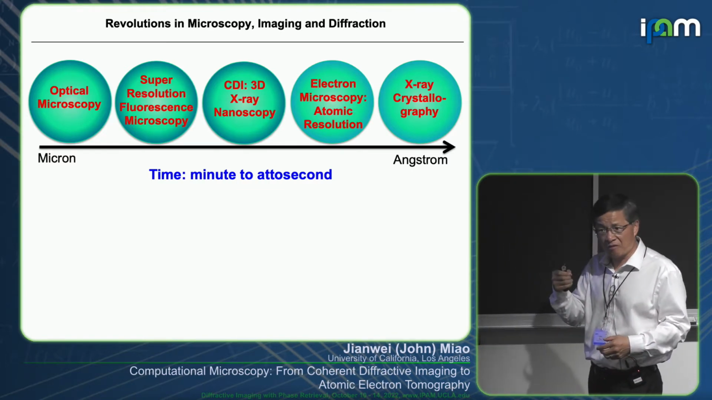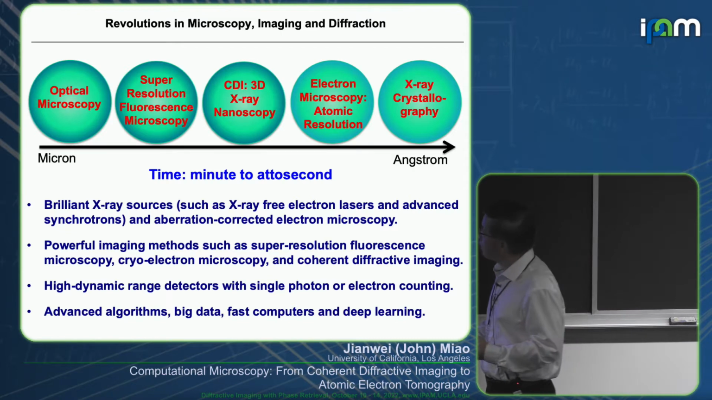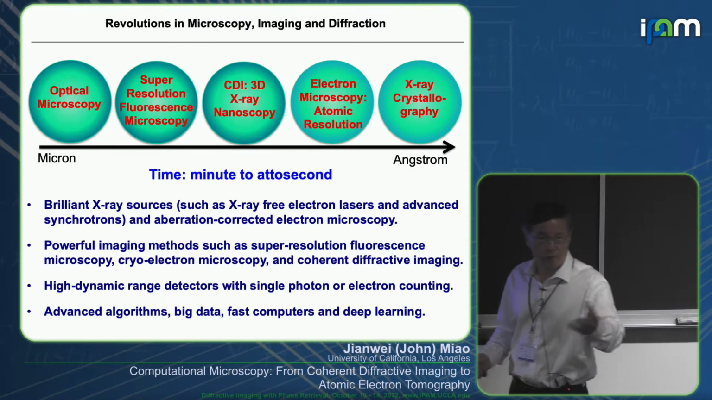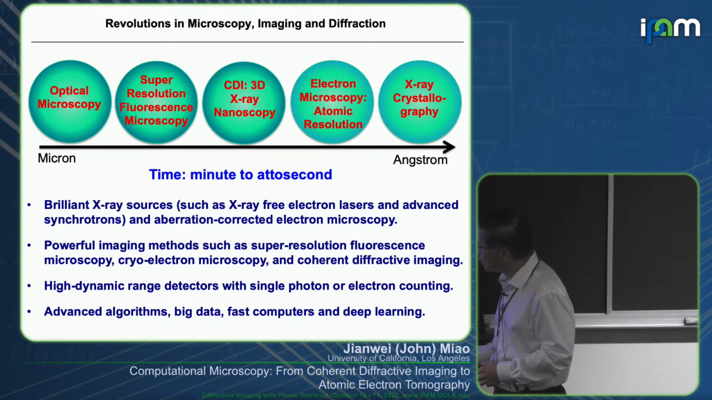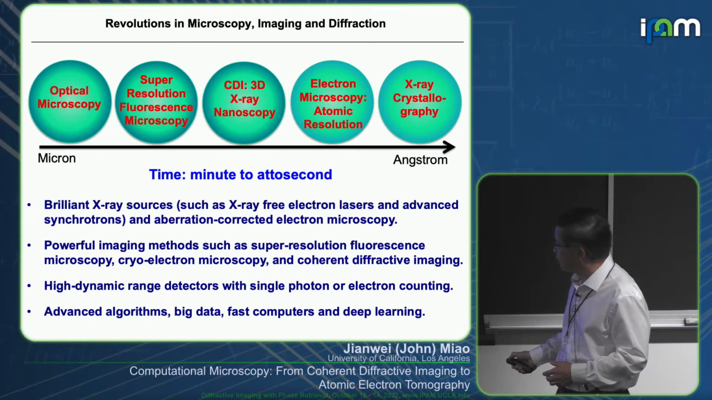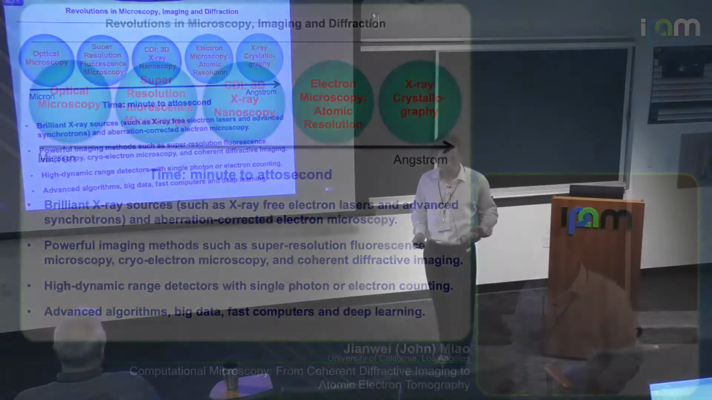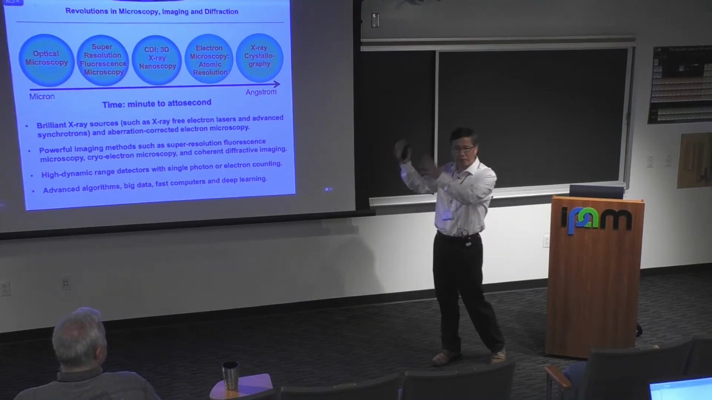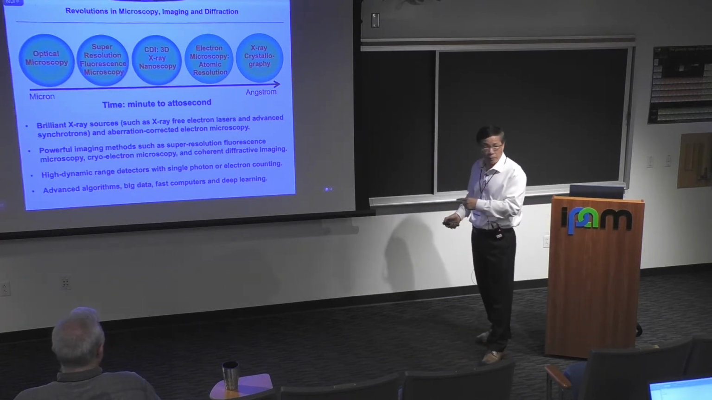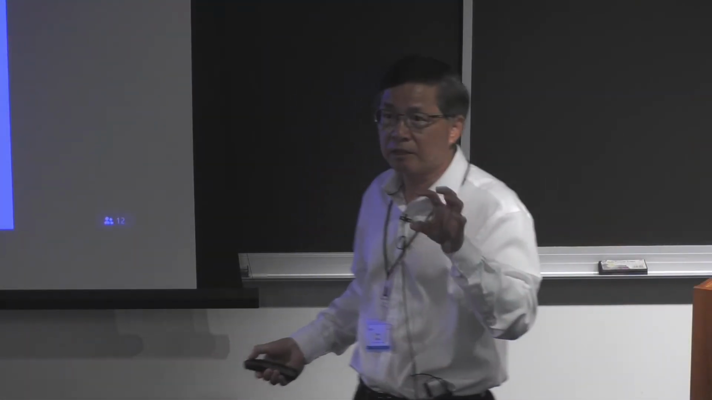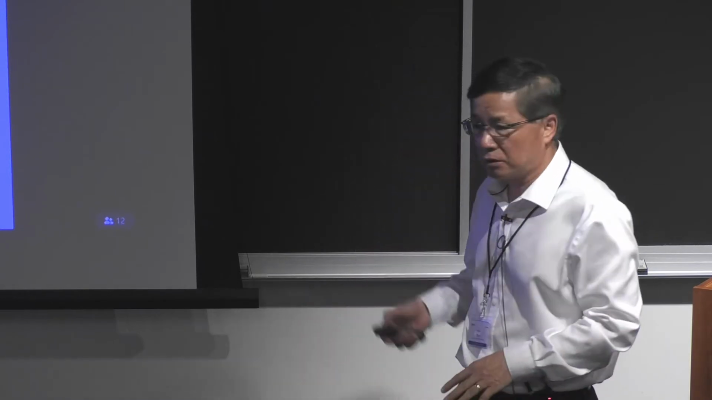So you need very sophisticated software or computer algorithms to help us extract as much information as possible, right? The reason I believe in the revolution is because of brilliant X-ray sources. We all heard talks about the X-ray free electron laser, advanced synchrotrons, diffraction-limited storage rings, and aberration-corrected electron microscopy. Also powerful imaging methods, super-resolution fluorescence microscopy, cryo-EM, CDI, and others, and high dynamic range detectors play very, very important roles. I remember the first time, many years ago, I visited the Swiss Light Source, and some physicists used a detector developed at CERN for the X-ray community, and that made a big splash. I think cryo-EM got the Nobel Prize because the detector played a very important role, because you want to count single photons, single electrons. Also advanced algorithms, big data, fast computers, and deep learning. We will hear a few talks about it in this subject.